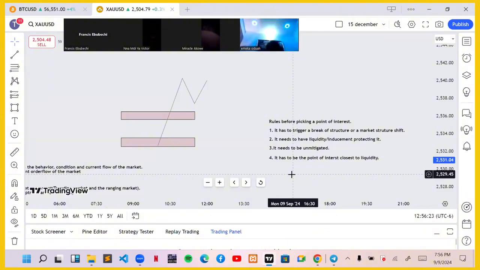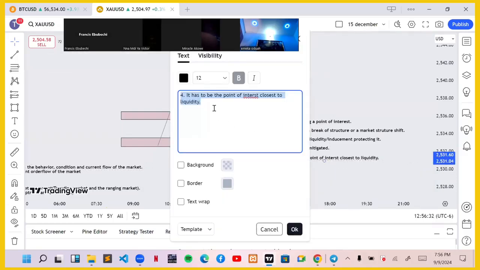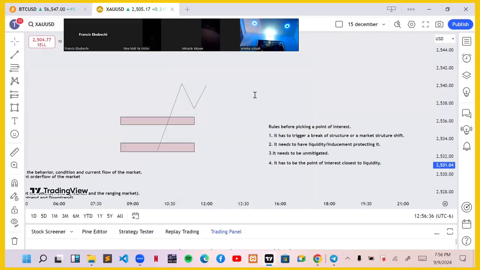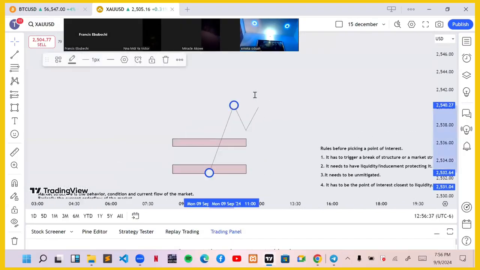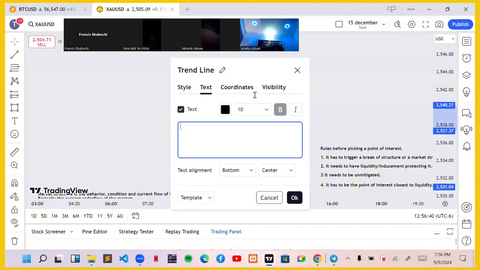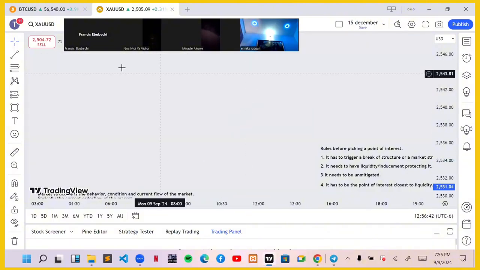Number two, it needs to have liquidity or inducement protecting it. Number three, it needs to be unmitigated. And number four, it has to be the point of interest closest to liquidity. So now this is when you know when to use your breaker block and when to use your order block. Now let me make a more graphic presentation of what I mean.